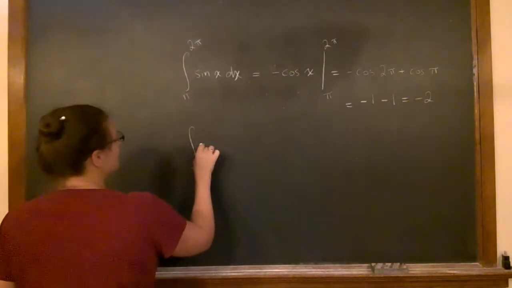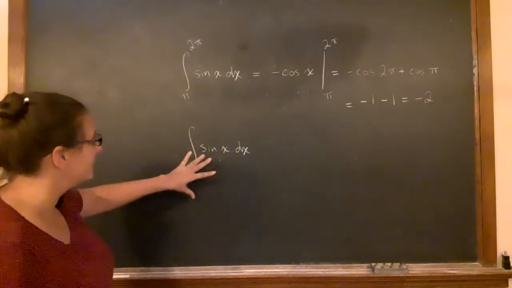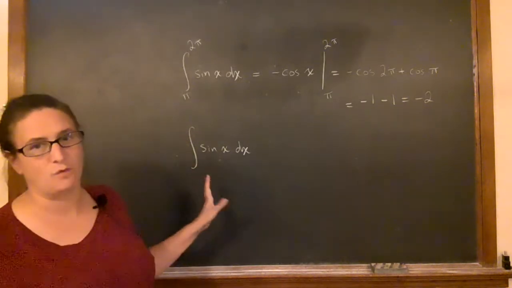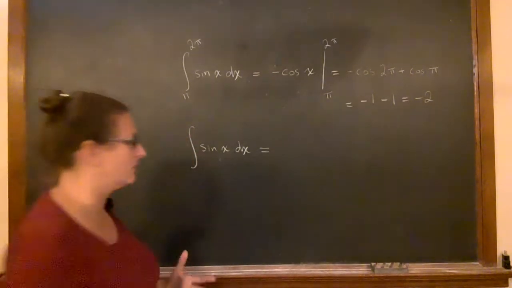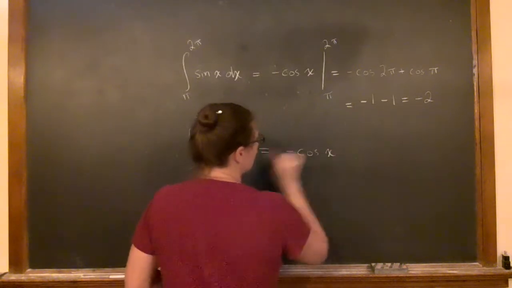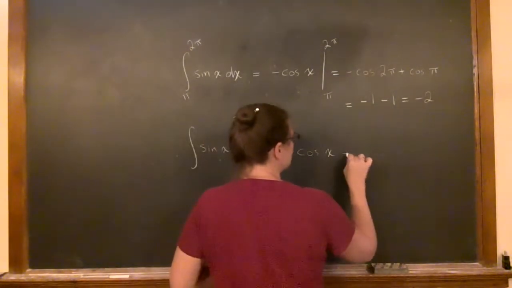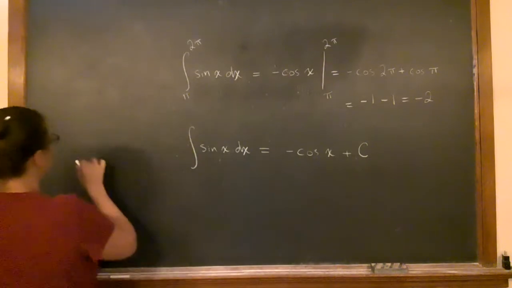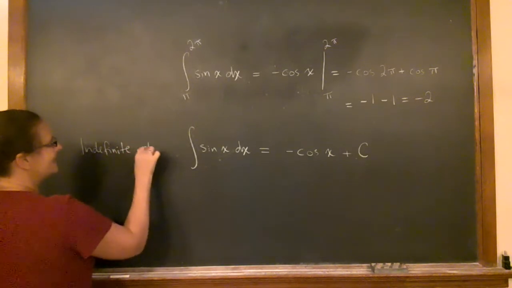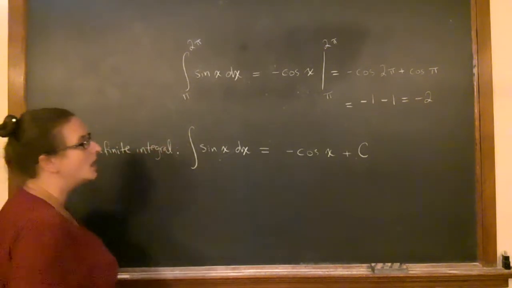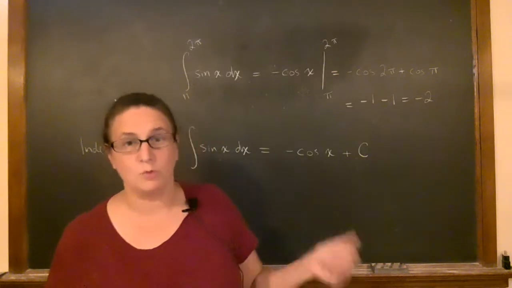However, if I write it like this, I don't have any limits. This is just a shorthand for antiderivative. So all I want to do is write down the most general antiderivative. So it's minus cosine of x, but plus a constant. So whenever I use the indefinite integral, my answer should be a function, and I always have the plus c. You will get docked points if you don't remember the plus c.